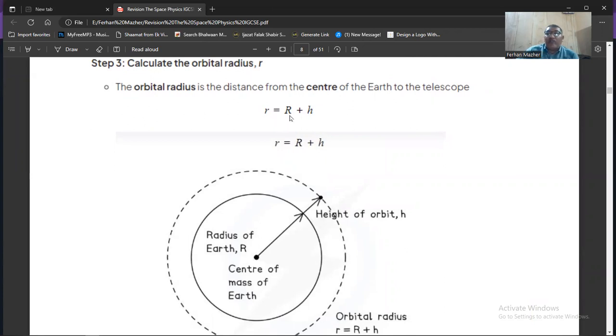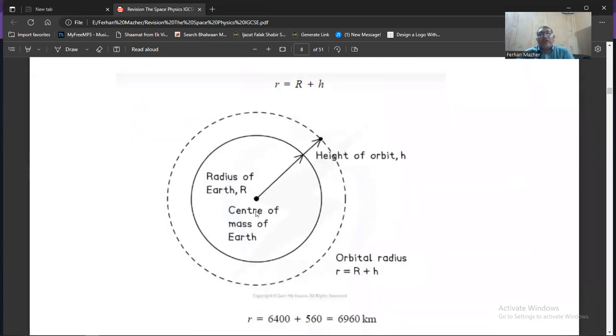So that will be the radius of the Earth plus the height of the satellite above the surface. So the small r will be equal to the capital R plus h. So the center of the mass, and this is the radius of the Earth, and this is the height of the satellite from the surface of the Earth. So the total radius of this orbit will be capital R plus h.